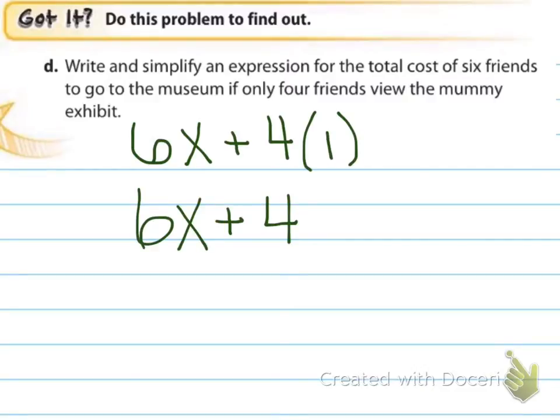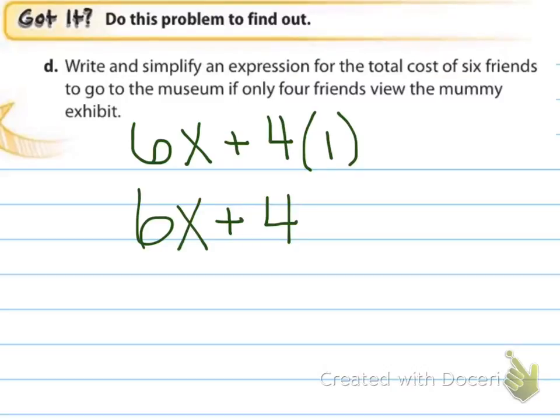Alright, I think the simplest way to do this is to separate it out. 6 people are buying the museum tickets, so 6 times X for the museum tickets, plus 4 of them are going to view the mummy exhibit, which is $1, so 4 times $1, and so we end up with 6X plus 4.